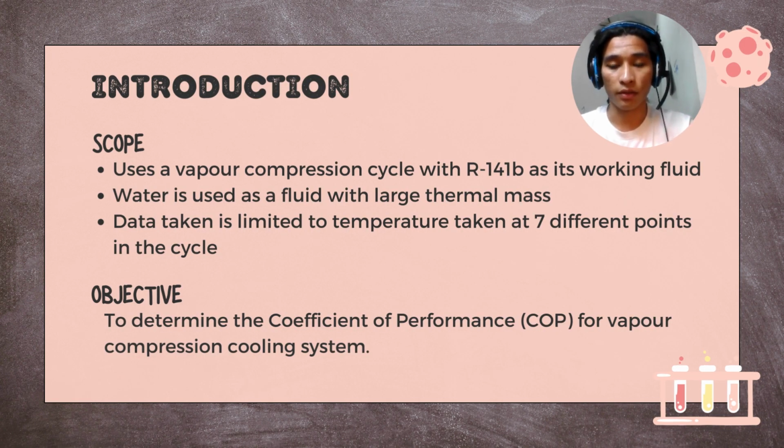Firstly, introduction. For scope, it uses a vapor compression cycle with R141B as its working fluid, and water is used as a fluid with high thermal mass, and data is limited to temperature, taken at 7 different points in the cycle. The objective of this experiment is to determine the coefficient of performance, COP, for the vapor compression cooling system.